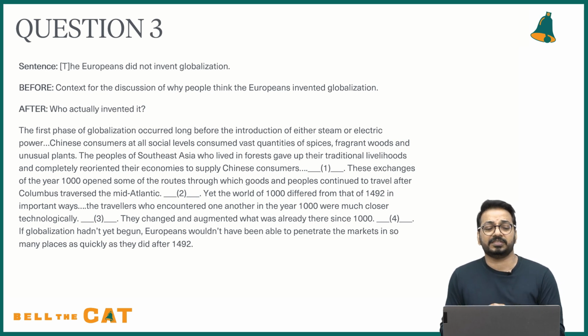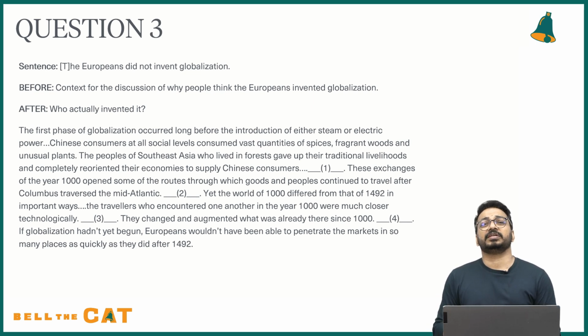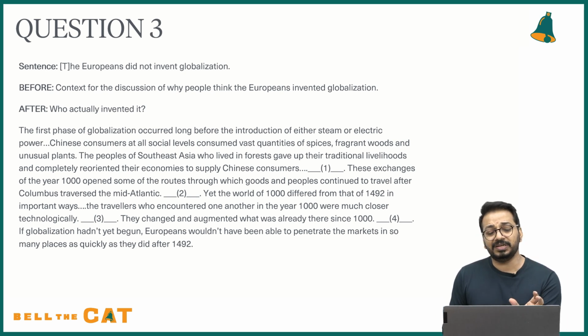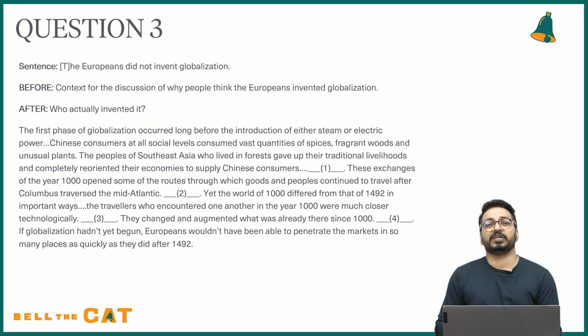Now put this sentence in. The Europeans did not invent globalization. They changed and augmented what was already there since 1000. Right? So the previous sentence is saying there's a difference between 1000 and 1492. The Europeans did not invent it, but they changed what was already there since 1000. If globalization hadn't yet begun, Europeans wouldn't have been able to penetrate the markets in so many places as quickly as they did after 1492.